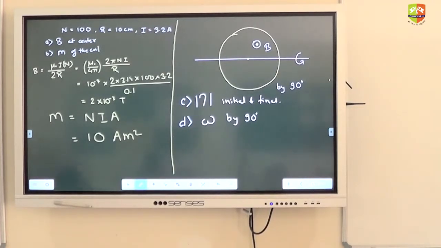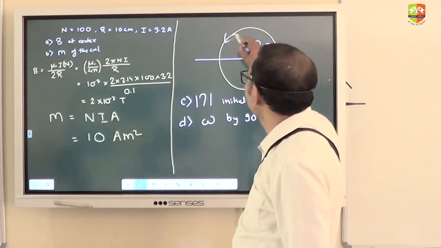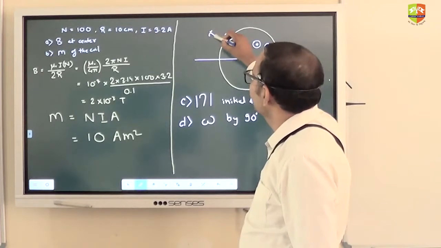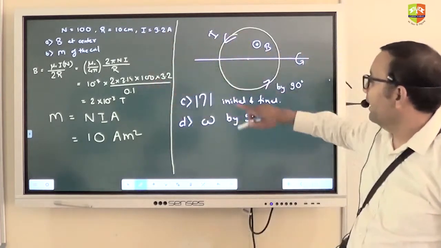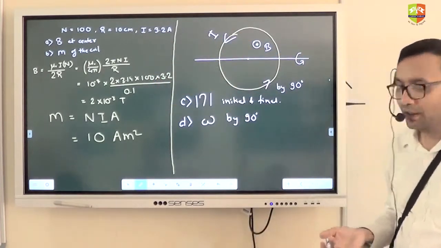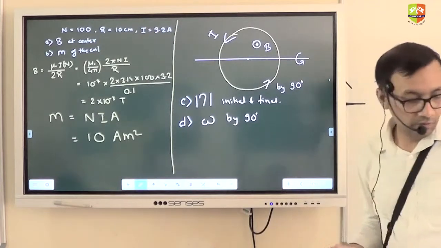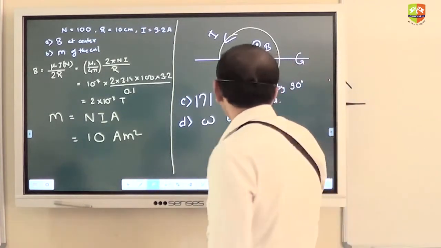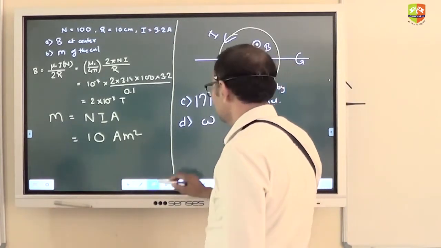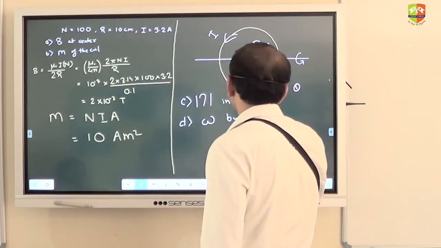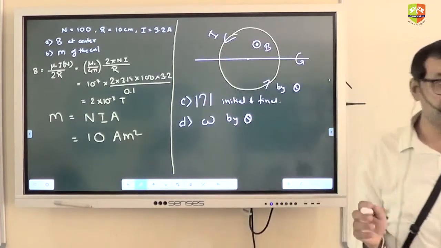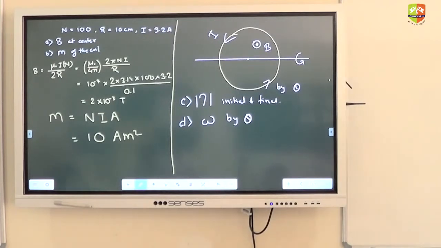Spend 2-3 minutes quietly, solve yourself and then keep quiet. Just raise your hand. Current is there. Sorry about that. Current is I. Same current is there. Don't put the value right now because you anyway make calculation errors, right? So let's keep it as an expression. Omega by theta, in terms of theta you get the answer.